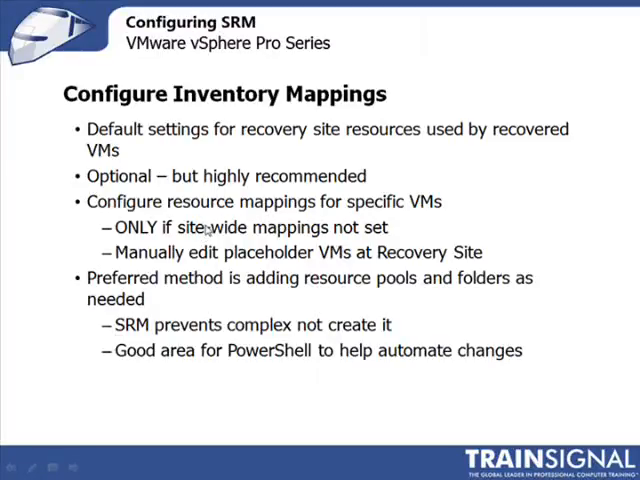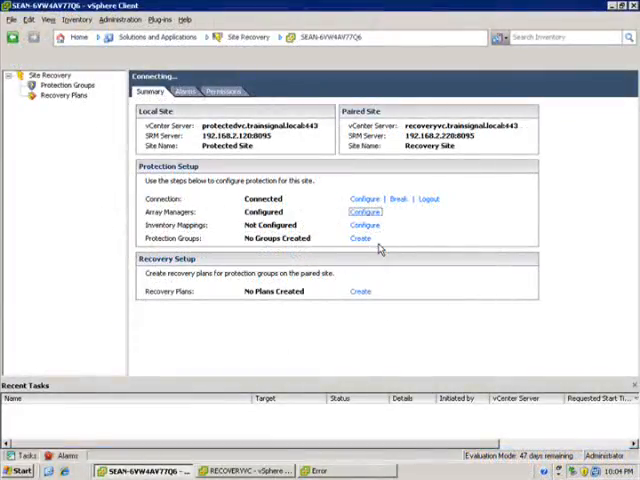Well, now it's demo time. Let me show you how to actually configure inventory mappings. Okay, here we are again at the vSphere client, and again we're logged into the Site Recovery plugin, and we're connected to our local site, which is the protected site. Again, I always do a nice little sanity check, make sure I'm on the right page, and it's pretty much following the dots here under the protection setup section. We've done site pairing, we've done the array managers, we are now ready to do inventory mappings. So to get started, let's click configure.